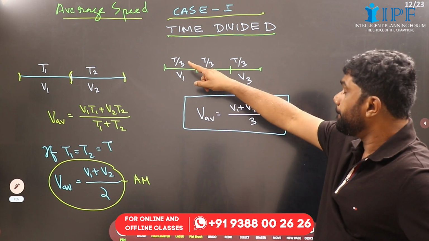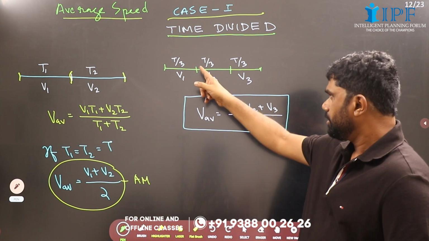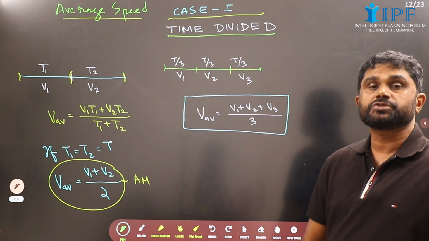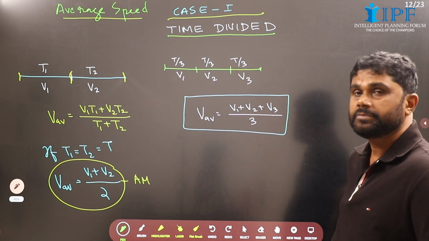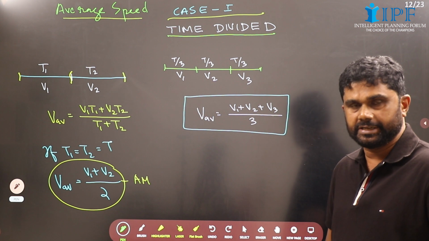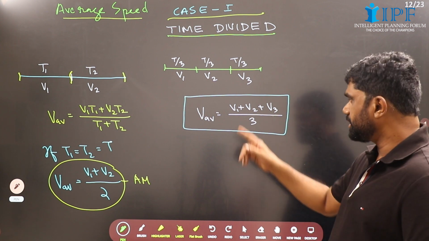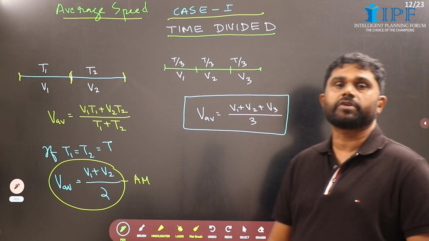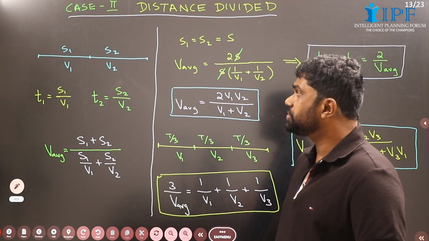For the first 1/3 of the time, it moves with a constant speed v1. For the next 1/3, it moves with another constant speed v2, and for the rest of the time, it moves with a constant speed v3. Again, the average speed will be the arithmetic mean, that is (v1 + v2 + v3)/3. Now let us consider another case to find the average speed.